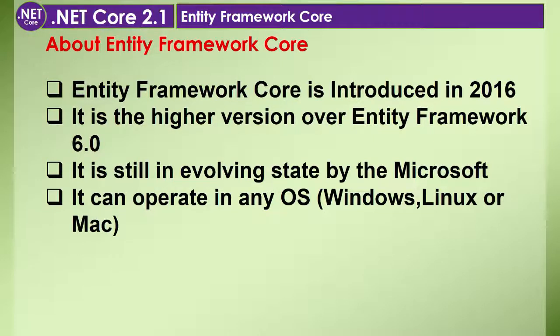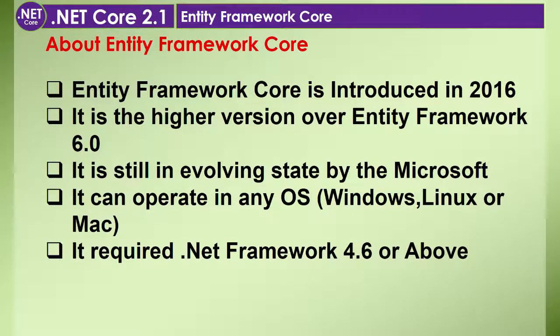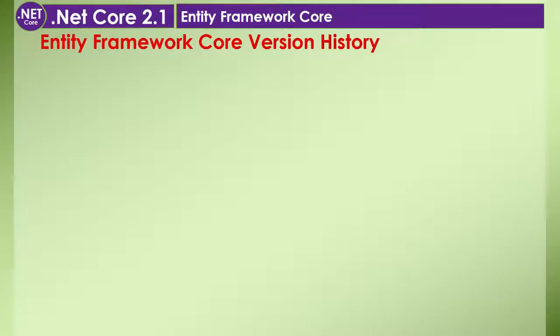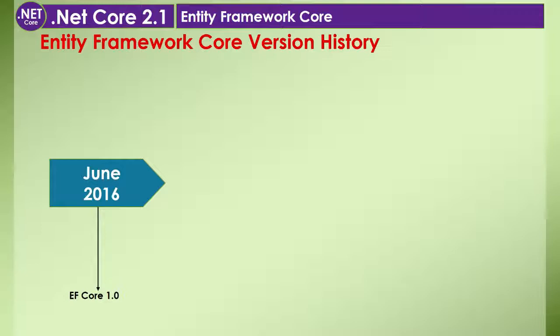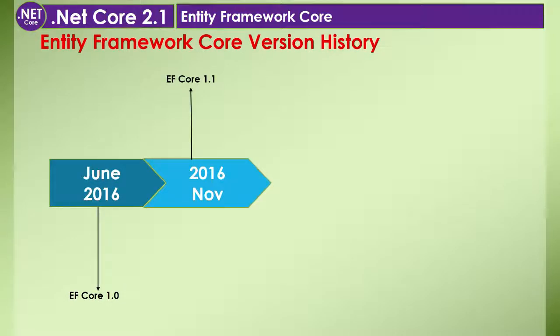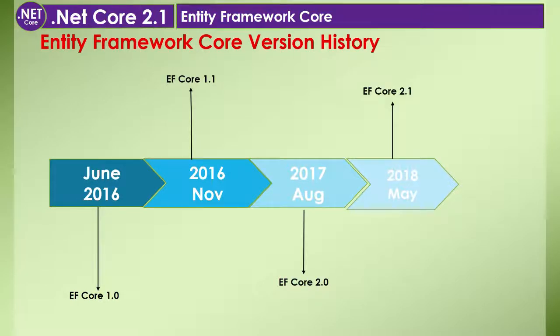It can operate on any platform, that is Windows, Linux, or Mac, as with the previous versions of Entity Framework. And to use Entity Framework Core, we require at least .NET Framework version 4.6 or above. So this is the version history of Entity Framework Core. On June 1st, 2016, Entity Framework Core 1.0 was released, and then in November of the same year, Entity Framework Core 1.1 was introduced. Entity Framework Core 2.0 was introduced in August 2017, and in May 2018, Entity Framework Core 2.1 was introduced.